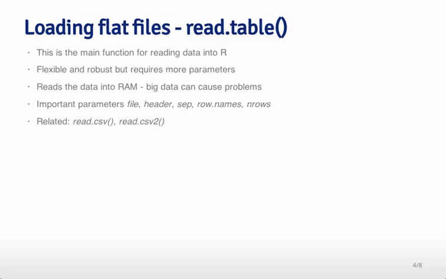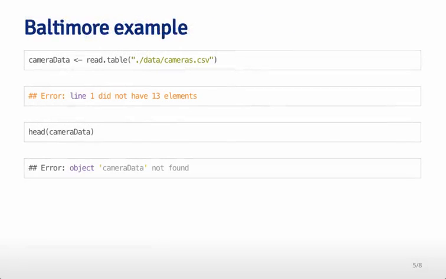So there are actually faster ways if you need to scan through files to find specific elements, and we might talk about those later. It reads the data into RAM, into memory, so if you have a really, really big data set, it can cause problems unless you read it in chunks. read.table is also probably not the best way to read large data sets into R in general. The important parameters here are what file you want to read, whether it has a header, what's the separation between elements, whether it has row names, and how many rows you want to read. The related functions read.csv and read.csv2 will also be briefly discussed.